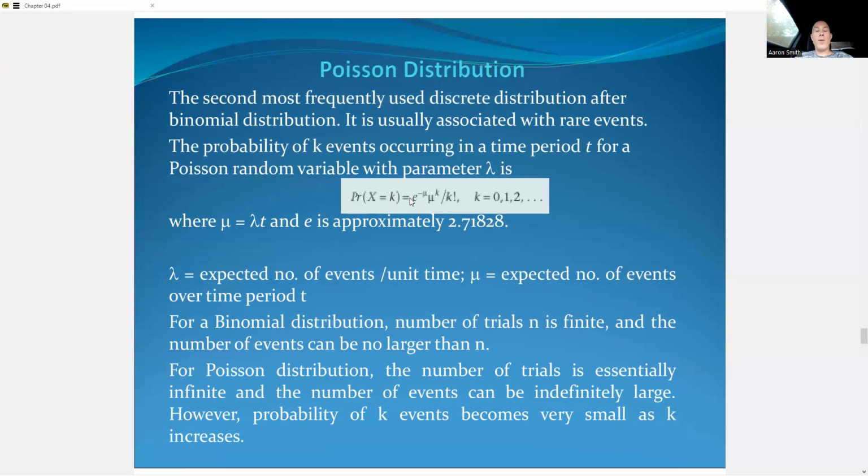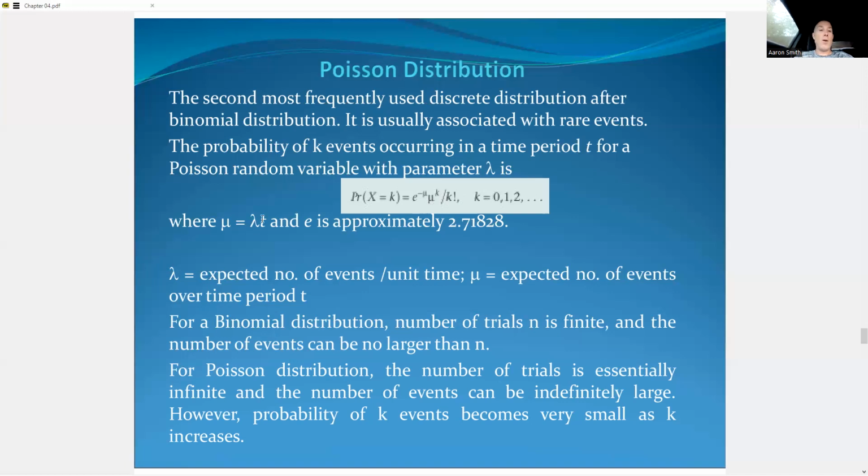So here is the probability mass function. It's going to be e to the power of negative mu, times mu to the power of k, divided by k factorial, where k goes from 0 to infinity. If you've taken calculus, you should recognize that mu to the power of k divided by k factorial, if I add up this part, ignoring the e, would in fact add up to e to the power of mu.